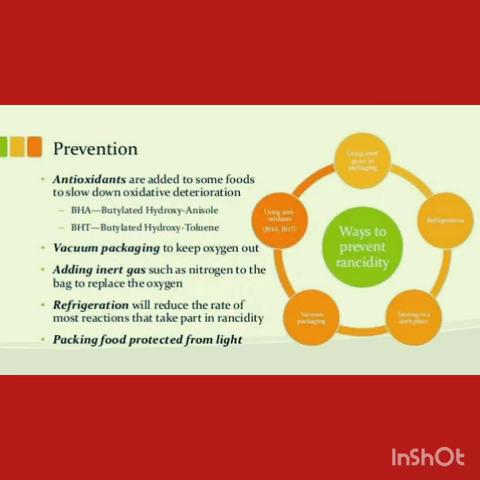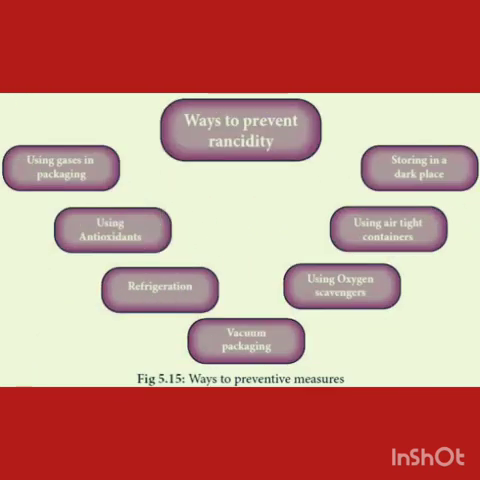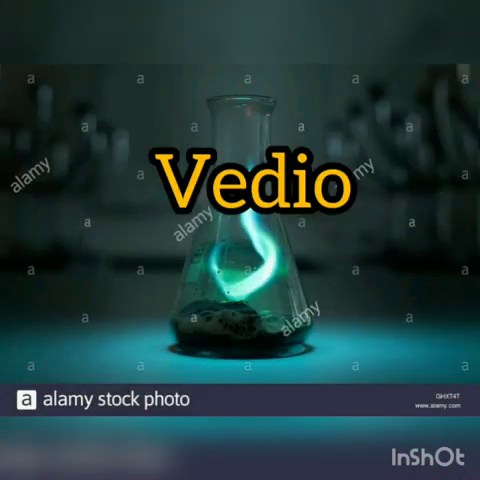So in order to prevent food from getting oxidized or rancid, the following preventive measures are used, like using antioxidants, vacuum packaging so that oxygen can be removed, adding inert gases like nitrogen so that it can replace the oxygen. Let's see this video to understand it more clearly.